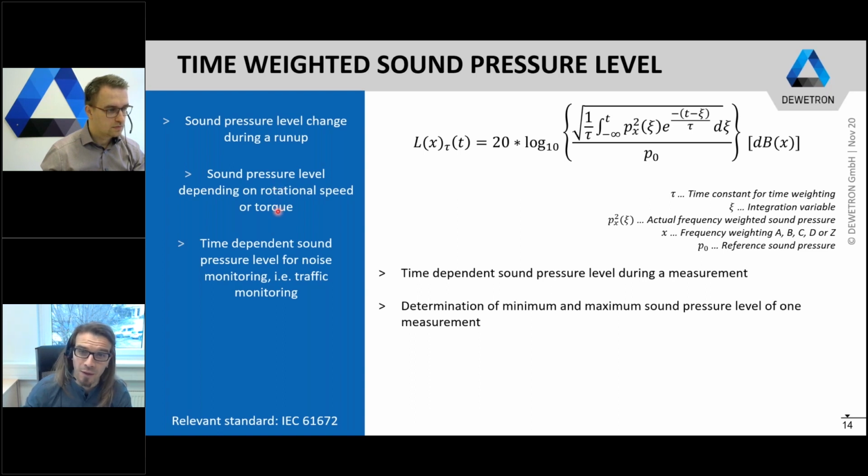And when you think about noise monitoring applications, you can use the time-weighted sound pressure level when you want to see the time-dependent trend of the sound during a day. For example, think of the noise monitoring on an arterial road. So you see the sound pressure peaks during the rush hour and the minimum sound pressure levels, for example, occurring during the nighttime. When you're interested in the trend during a longer period, you use the time-weighted sound pressure level.